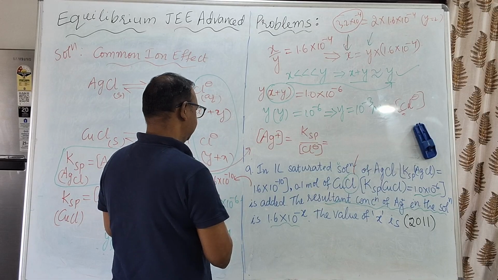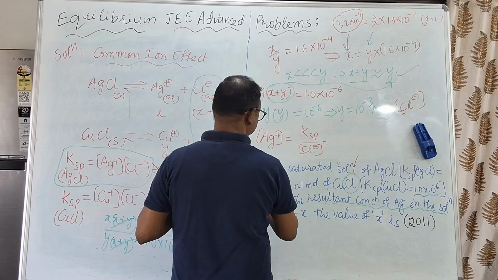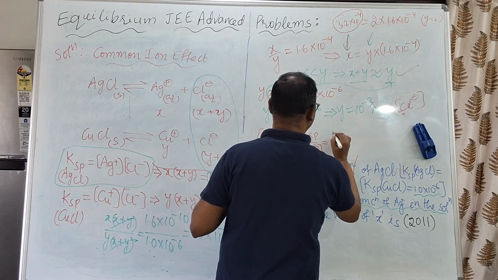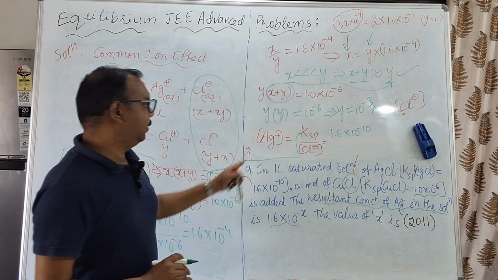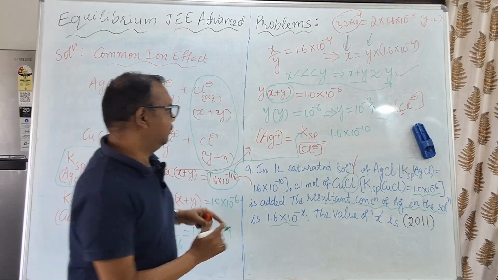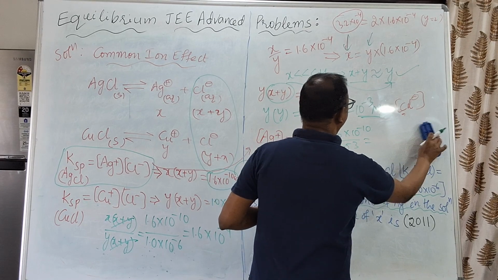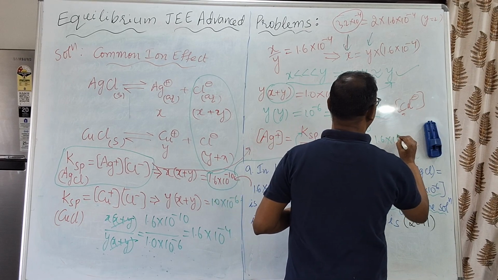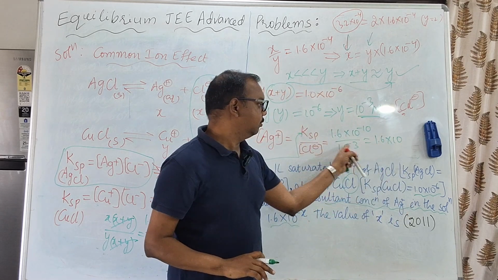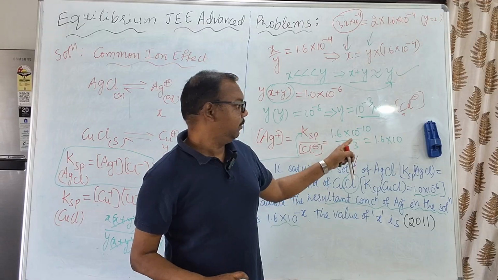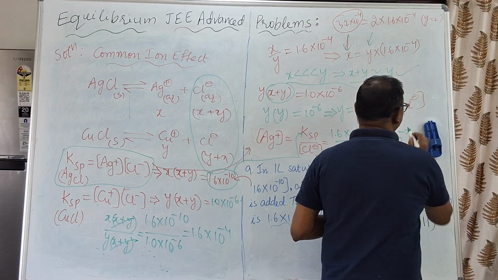Ksp is what here? I am rewriting this. Ksp value is how much? 1.6 into 10 power minus 10. You just write here 1.6 into 10 power minus 10, and Cl minus from this is how much? 10 power minus 3. Therefore 1.6 into what? 10 power minus 3 becomes plus 3 if it goes to the numerator. Then 10 power minus 10 to plus 3 is how much? Minus 7.